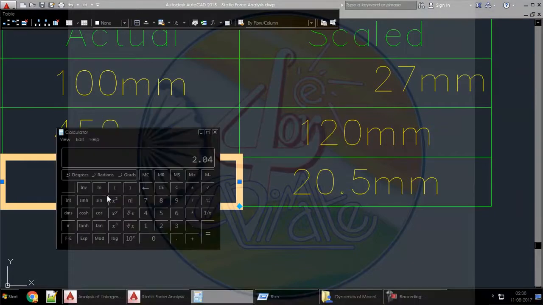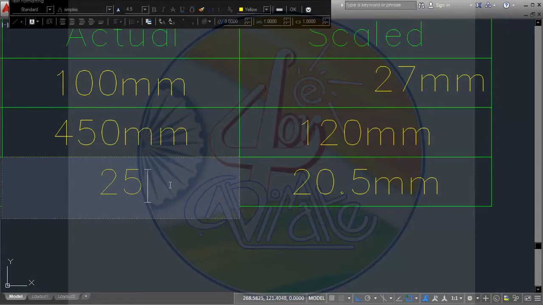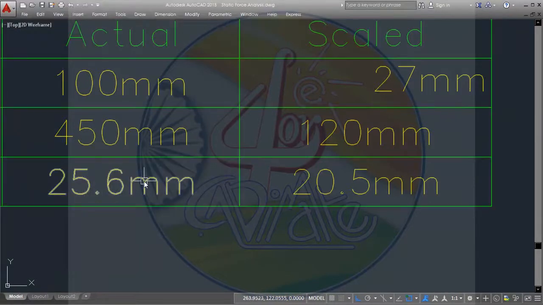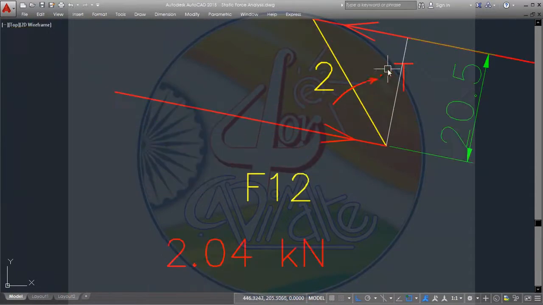So this 20.5 mm should be again converted into this. Fine. Once again we have to take calculator. 20.5 into 150 divided by 120. That is giving us 25.6. So 25.6 mm is the actual length. So this actual length we should use while finding torque.